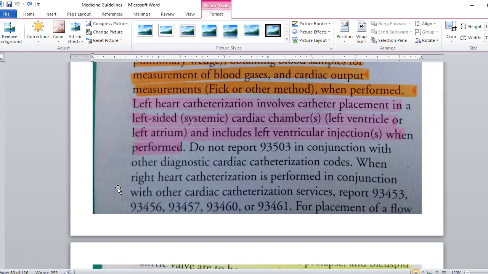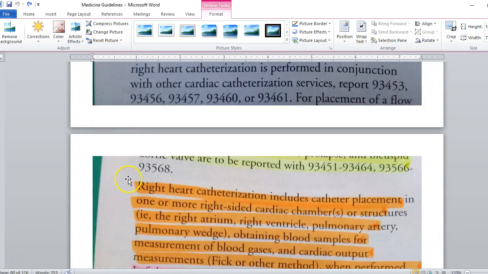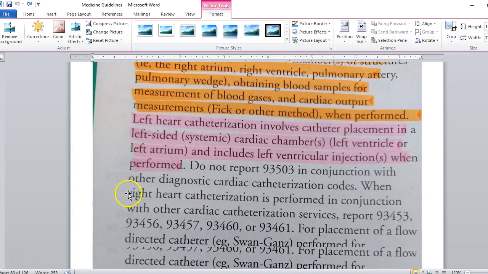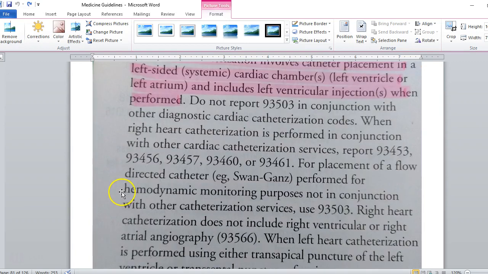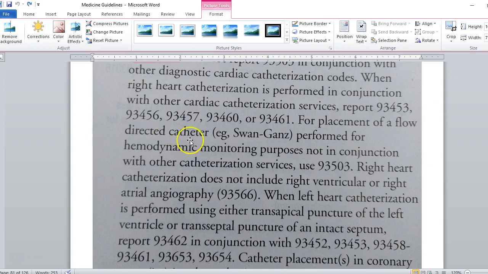So again, it's letting us know that we have a variety of these procedures. We can just be going in for more of a diagnostic catheterization where we're going in looking around and seeing what's going on, or we can go into a catheterization and then do more procedures. So it goes on to tell us, for placement of a flow-directed catheter like a Swan-Ganz performed for hemodynamic monitoring purposes, not in conjunction with other catheterization services, use 93503. So again, what are they using? In this case, instead of it being a technique, it's a piece of equipment that we may have to be on the lookout for to get the correct code.